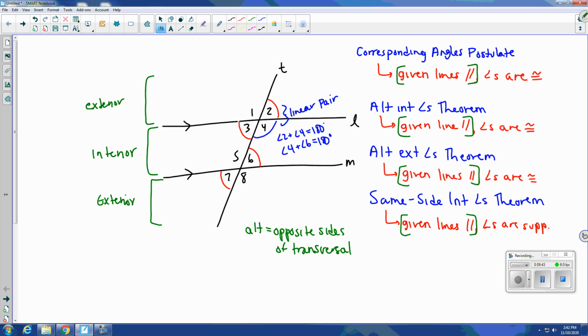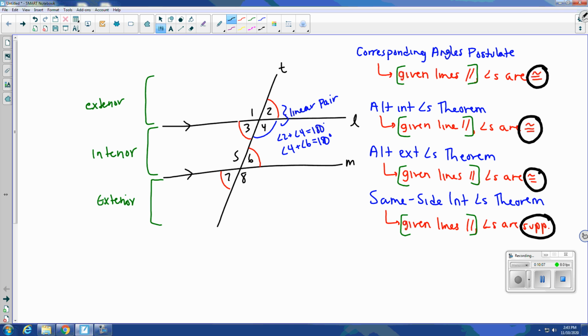So now that we know that these theorems are true, it must also be true that if we identify angle relationships, we can make a statement about the lines being parallel, and that's where the converse theorems come into play. So if we've established that corresponding angles are congruent, that alternate angles are congruent, that alternate exterior angles are congruent, or that same side interior angles are supplementary, then we can say the lines must be parallel if that's true. So if any of those four things are true, you can say the lines are parallel.